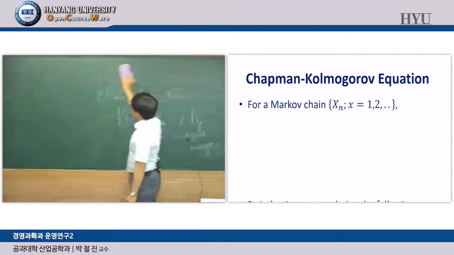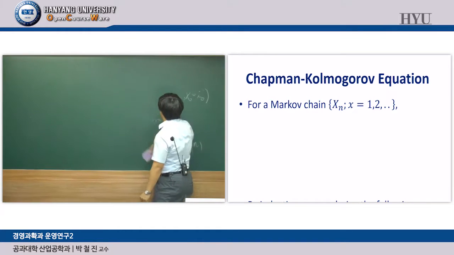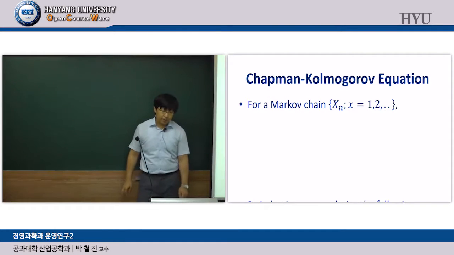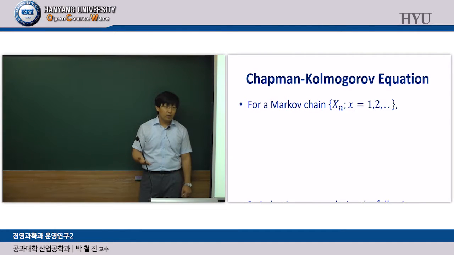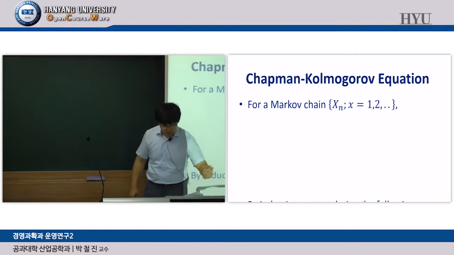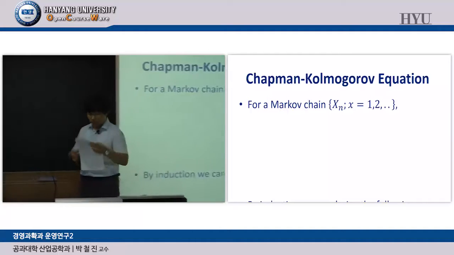And then the next concept is how to calculate conditional probability over more than a step after. I mean, 2 steps after, 3 steps after, 4 steps after, and so on. So we are going to use some conditional probability and the Markov property to derive these things. So let's think about 2 steps after conditional probability first.